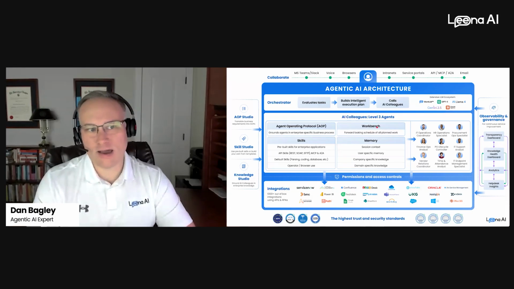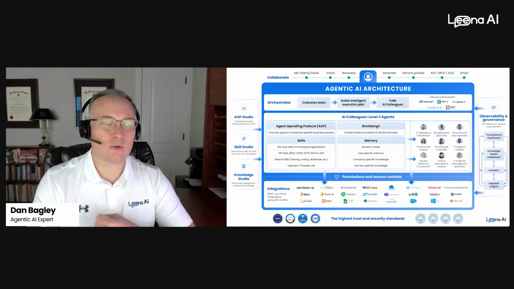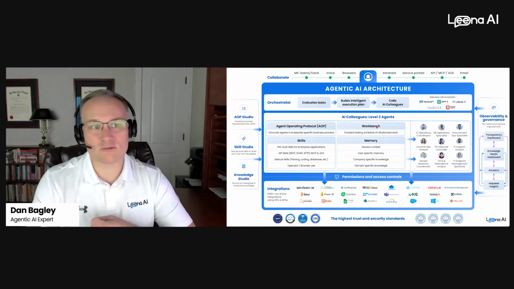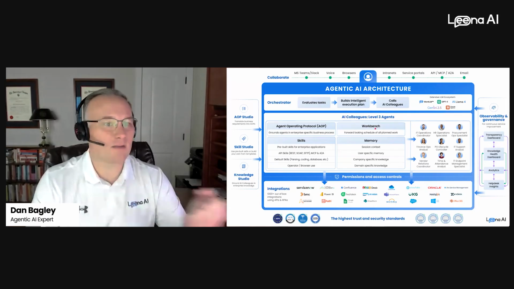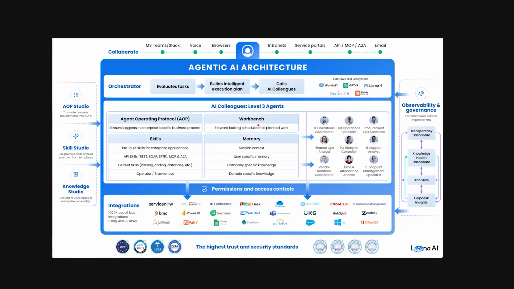Lastly is the workbench. The workbench is what allows an AI colleague to be proactive rather than reactive, to respond to external stimuli, as well as respond to clock-based events. Every morning, an AI colleague at 7 a.m. wakes up and performs time and attendance reconciliation, for instance. So the workbench is what enables that shift from reactive to proactive.